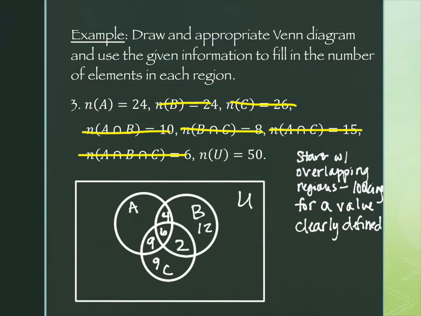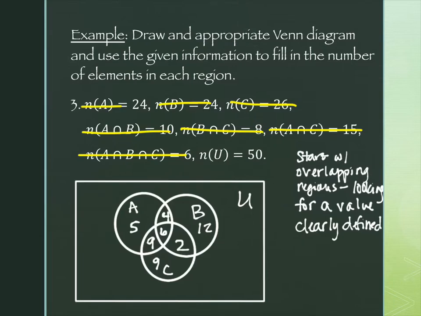Okay. Now we've got our 24 for our circle A. So circle A right here is a 9, 6, and 4. What is that? 19, and I'm supposed to have 24, so I'm missing 5.